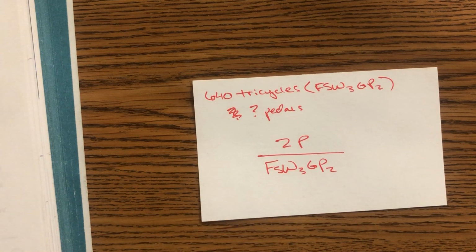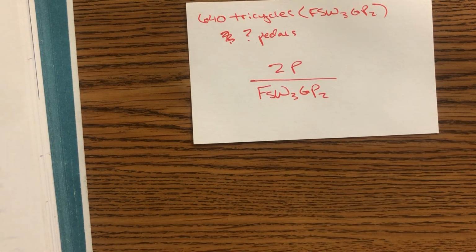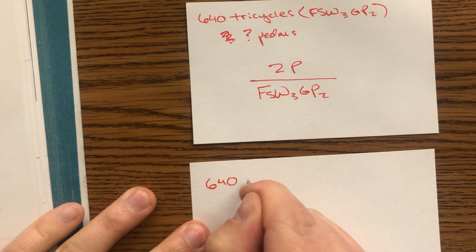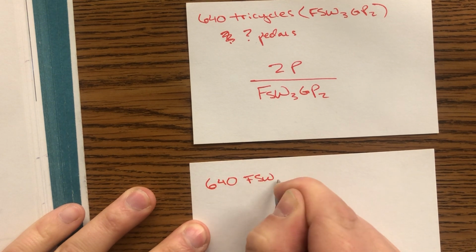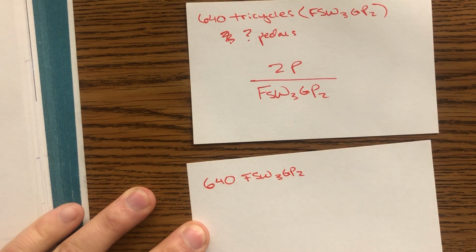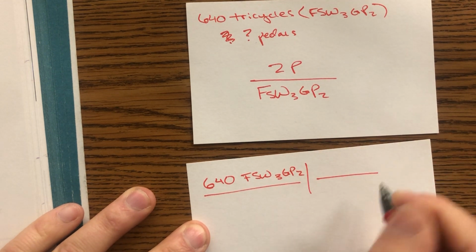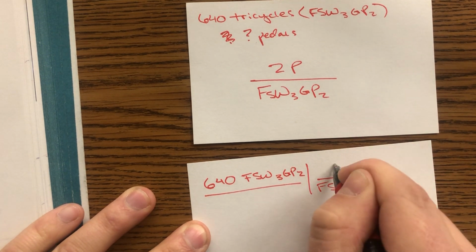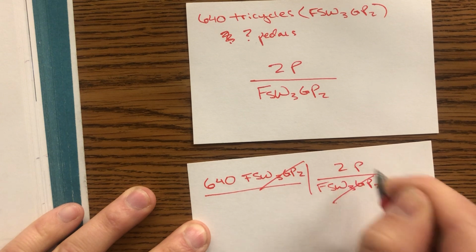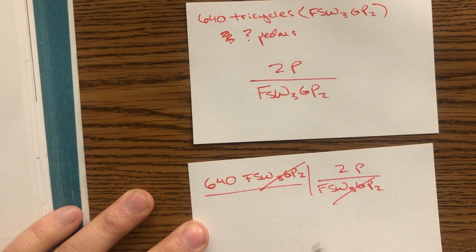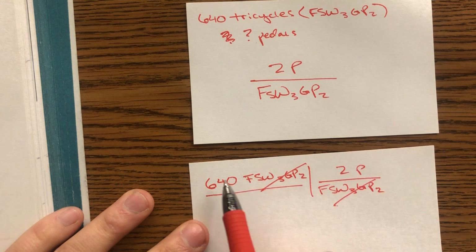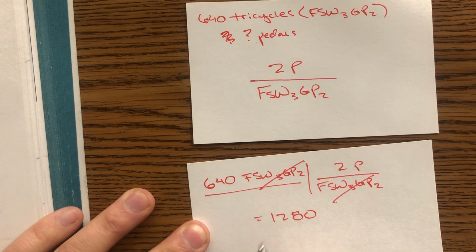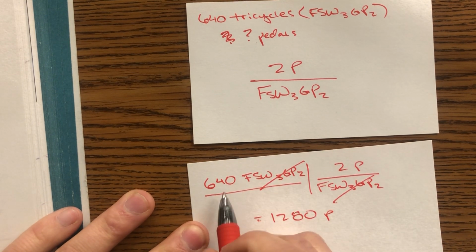So let me pull out another card and let's solve it down below. We're going to use that as our reference. If I want 640 FSW3GP2, we're going to use our picket fence and apply this ratio of FSW3GP2 to 2 pedals. This cancels out, and it tells me how many pedals I'm going to have. We're converting our units into pedals. So 640 times 2, we know that's 1280. So 1,280 pedals will be needed to make this many tricycles.